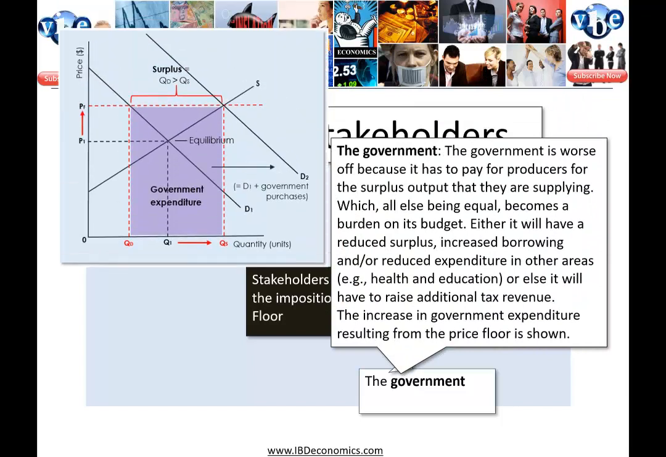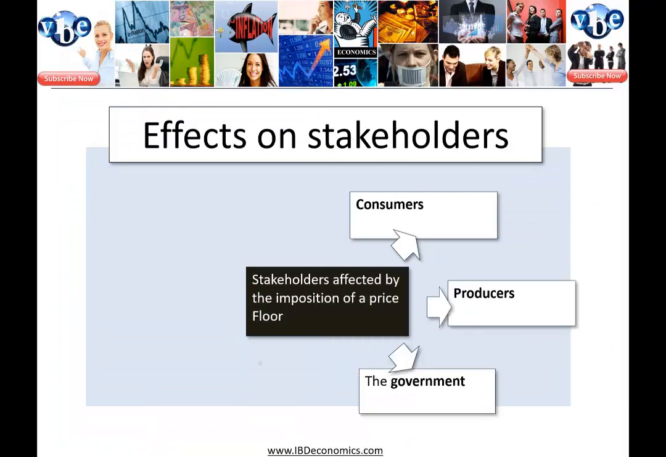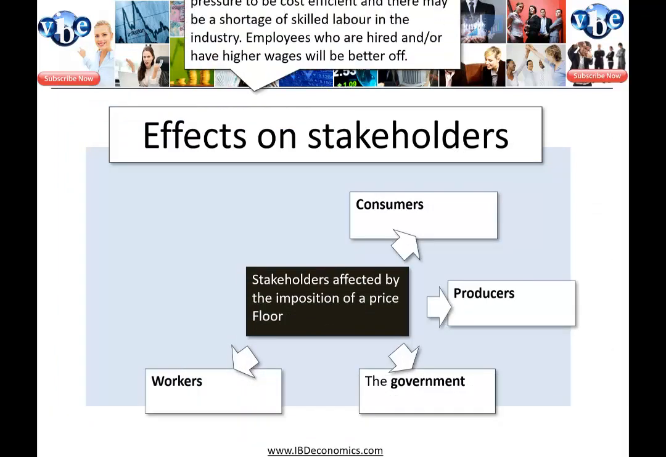The government is worse off. It's going to have to pay for producers to obtain that surplus output. And all things being equal, that is a strain on the government budget. That's money the government has to come up with that they can't spend on other things, or they may even have to borrow to finance the price floor. Increased taxes could be a result as well.